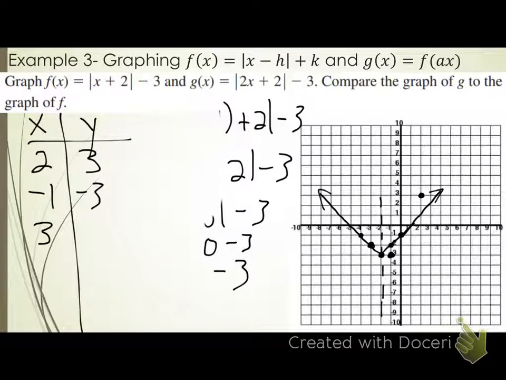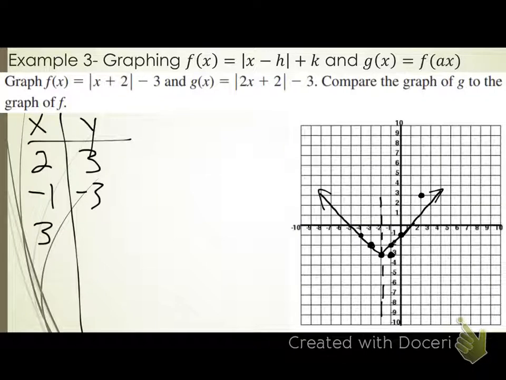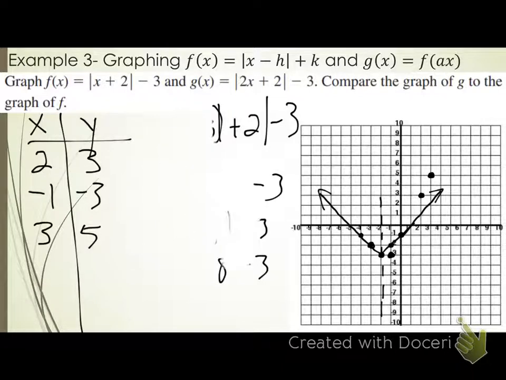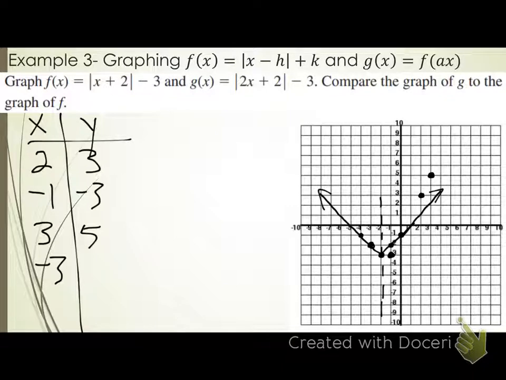Okay. Now let's plug in 3. Two times 3? 6 plus 2? 8. Absolute value of 8? 8. 8 minus 3. 3 comma 5. Okay, what's another value I can plug in? -3. Everyone with me so far? See what I'm doing? I'm just picking x values to plug into my function.